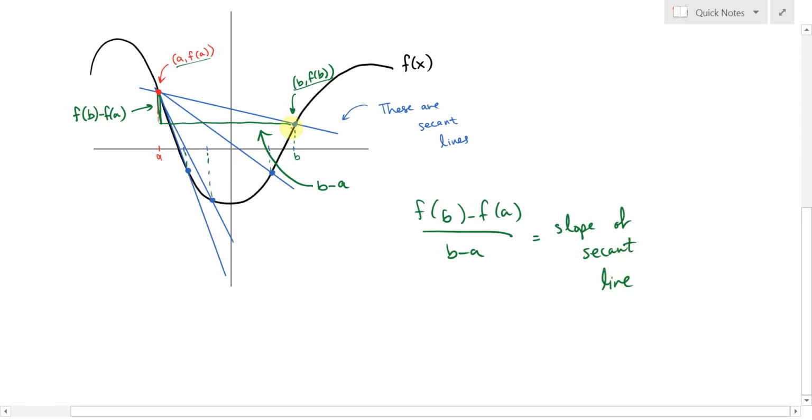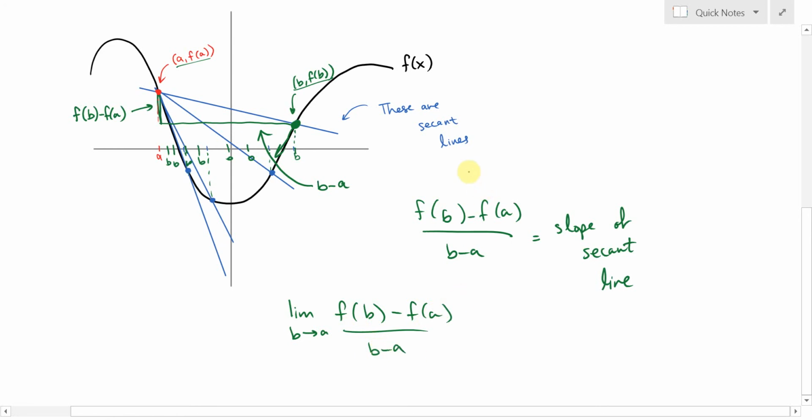Alright, so like we said, we're going to take this b, this point here, and we're going to move it along the graph. The actual x value b is moving closer and closer to a as we go. We're picking b's that are nearing a. So what we want to do is take the limit as b approaches a of this quantity, f of b minus f of a over b minus a.